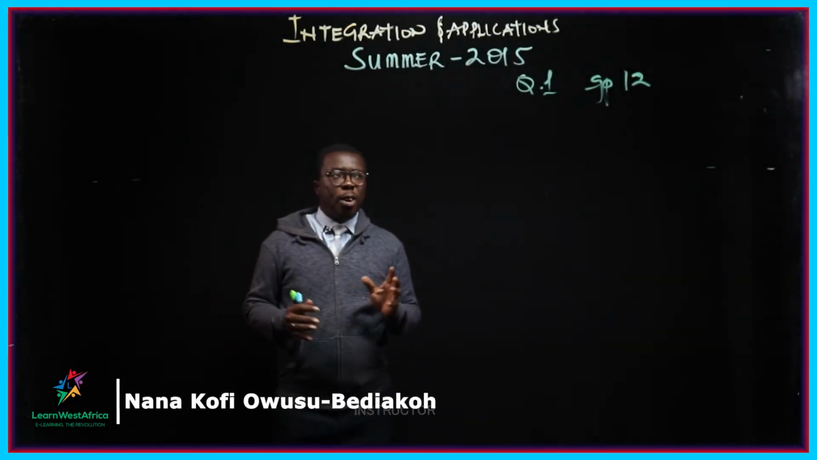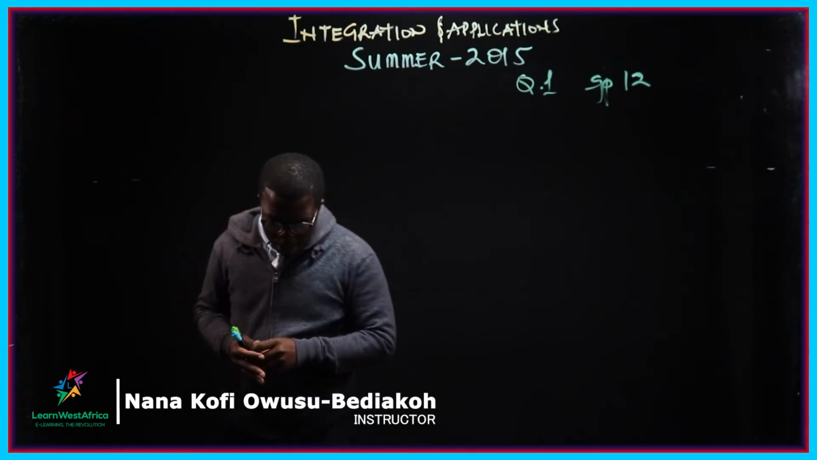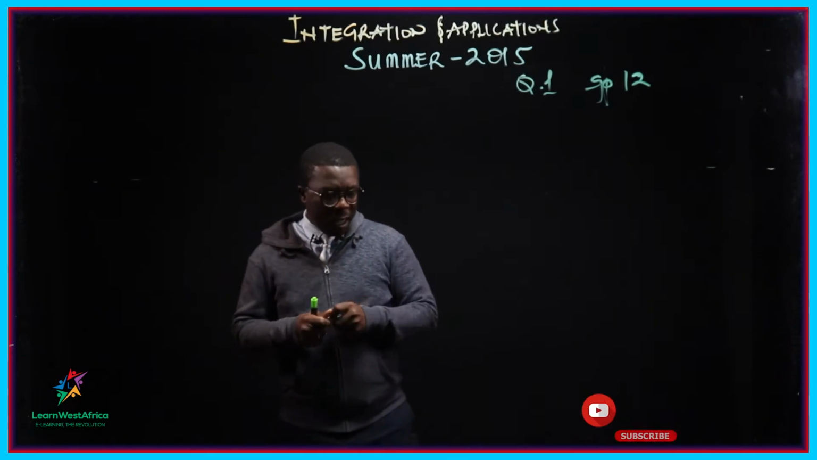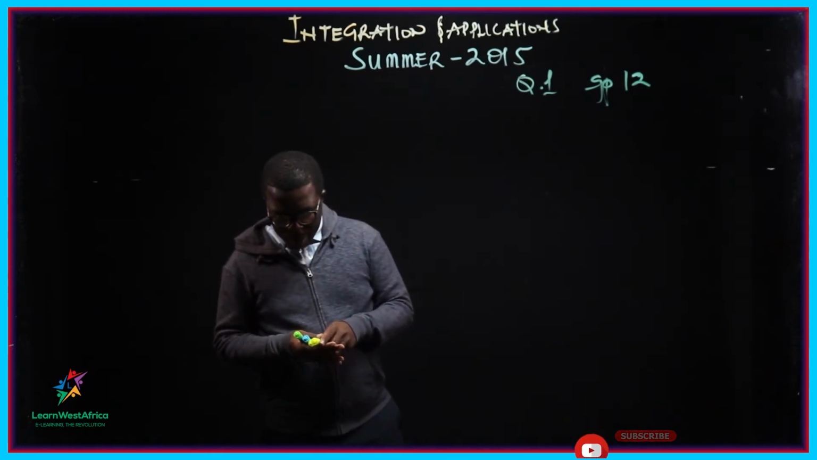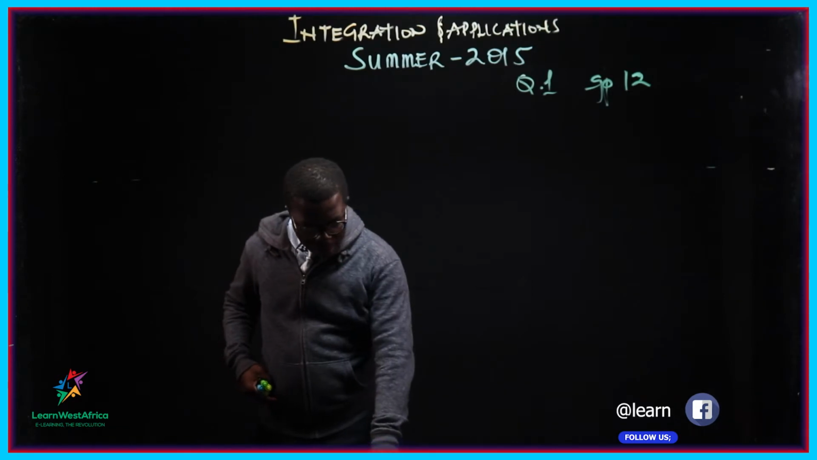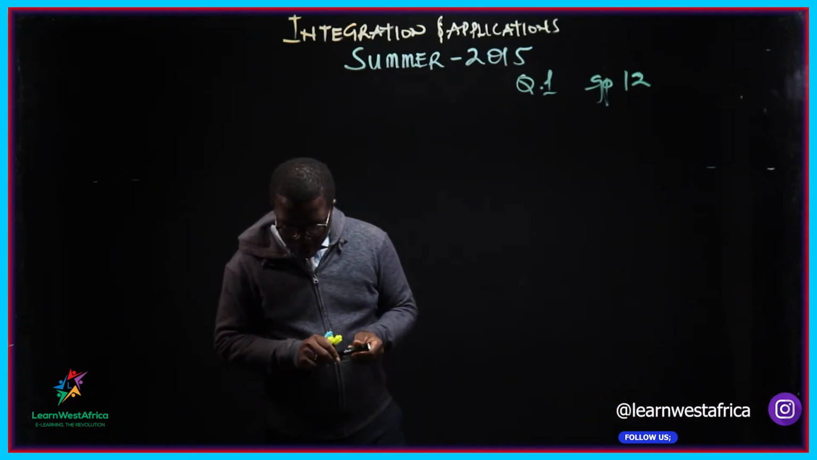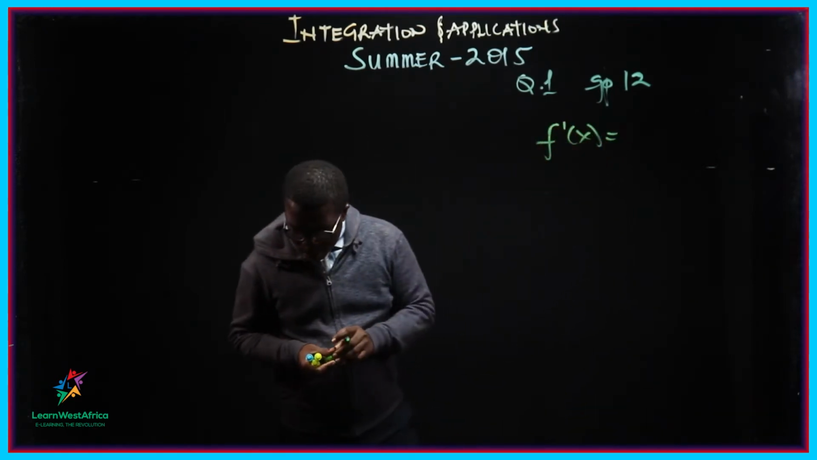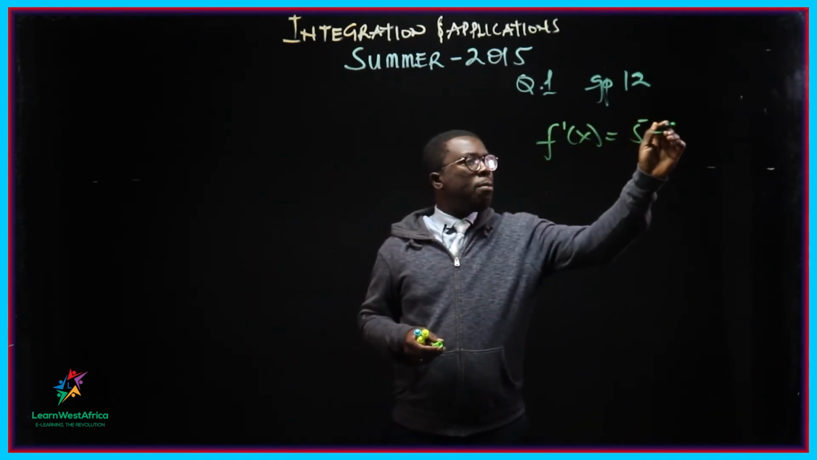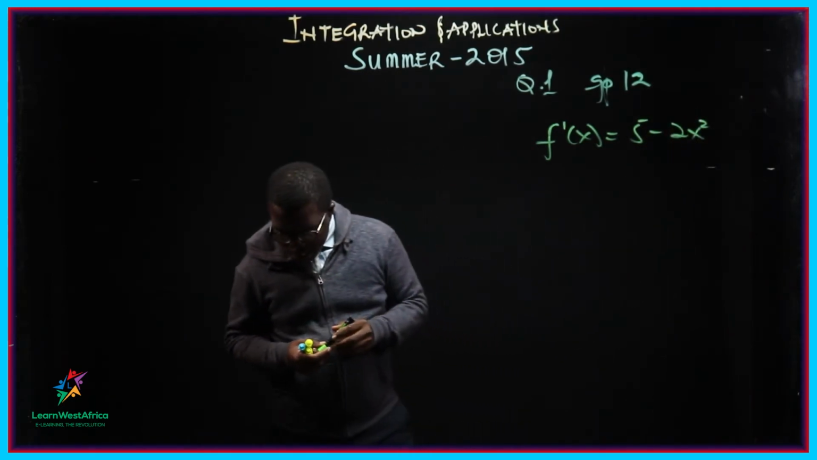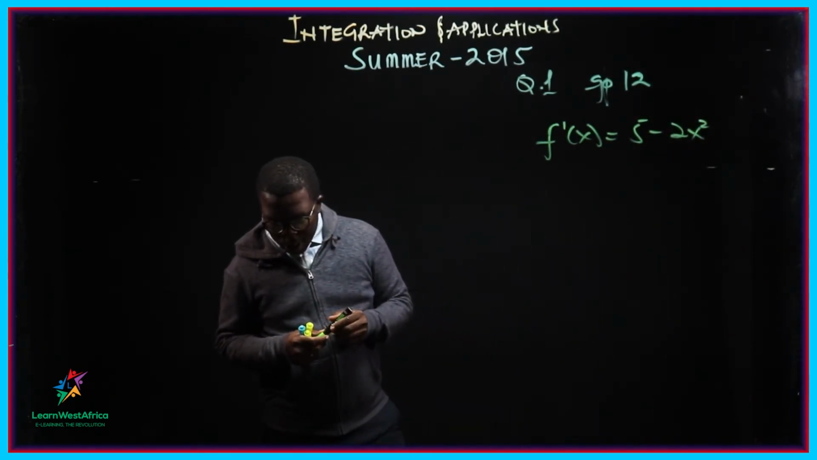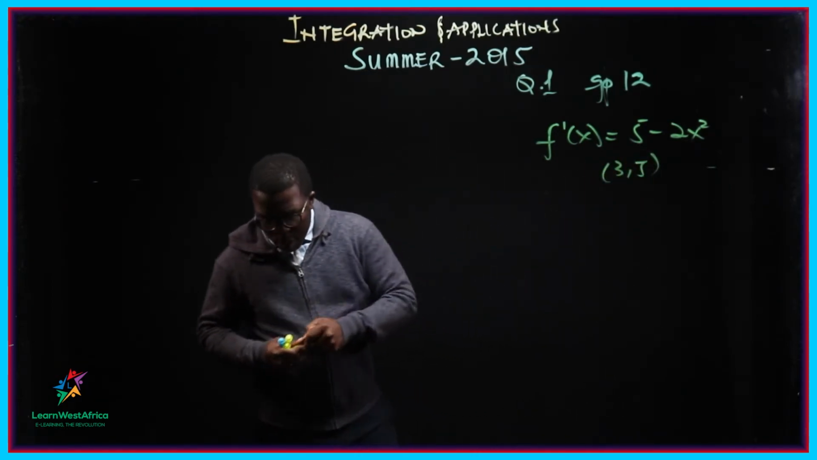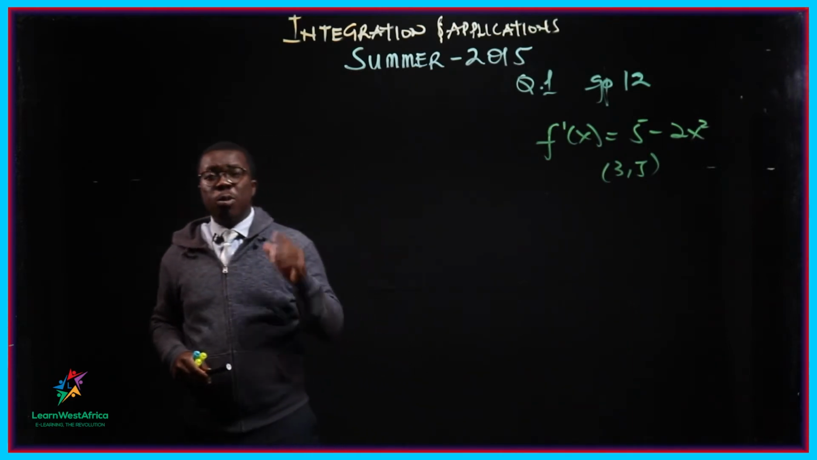So for question 1 of QP12, the function f is such that f prime of x has been given. So let's look at that. f prime of x has been given in the problem. As the question shows, f prime of x is given to be 5 minus 2x squared. And we are saying that (3, 5) is a point on the curve y equals f of x. Now the question wants us to find f of x.